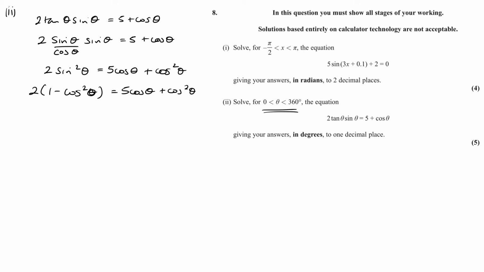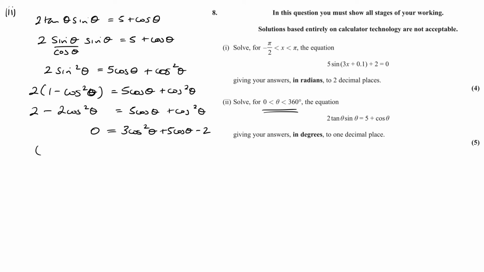Now what I need to do is expand my brackets, and then simplify. Okay. So I've ended up with, take the 2 cos squared over to the right, and we get 3 cos squared theta plus 5 cos theta minus 2, and that is equal to 0.